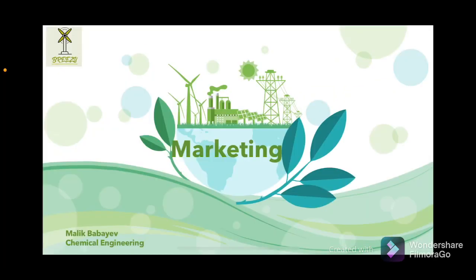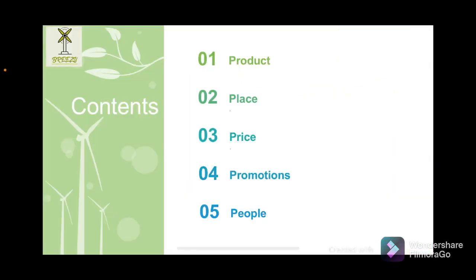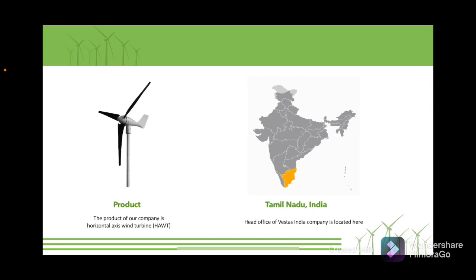My name is Malih Babayev. Today I'll talk about marketing. One of the best methods to analyze marketing is the 5Ps method, in which product, price, place, promotions, and people are discussed.